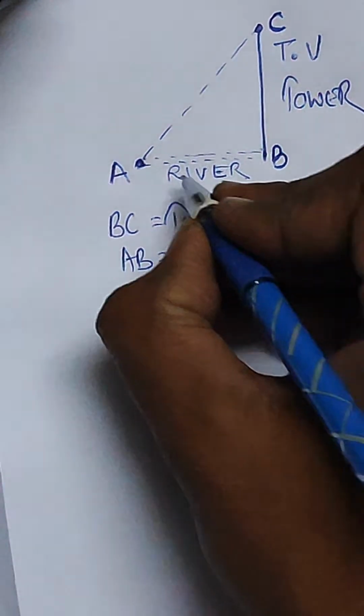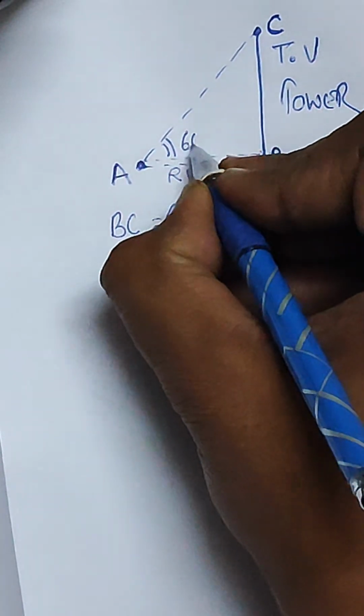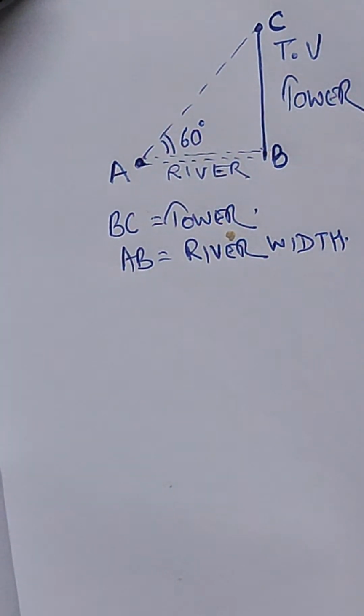So the angle of elevation is given to you as what? This one as 60 degree, right? This is the data of the question. Now, after that, some more data is there. What is that? From a point 20-meter away, this point on the same bank, the angle of elevation of the top of the tower is 30 degree.